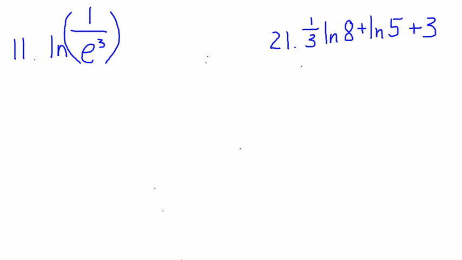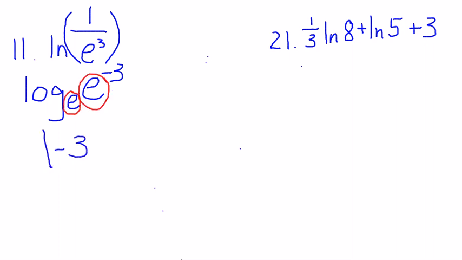Then on ones like 11, we're supposed to simplify, right? So this is like log base e. 1 over e to the 3rd is e to the -3. Well, since this base and this base are the same, it just simplifies to whatever the exponent is. So it's just -3.